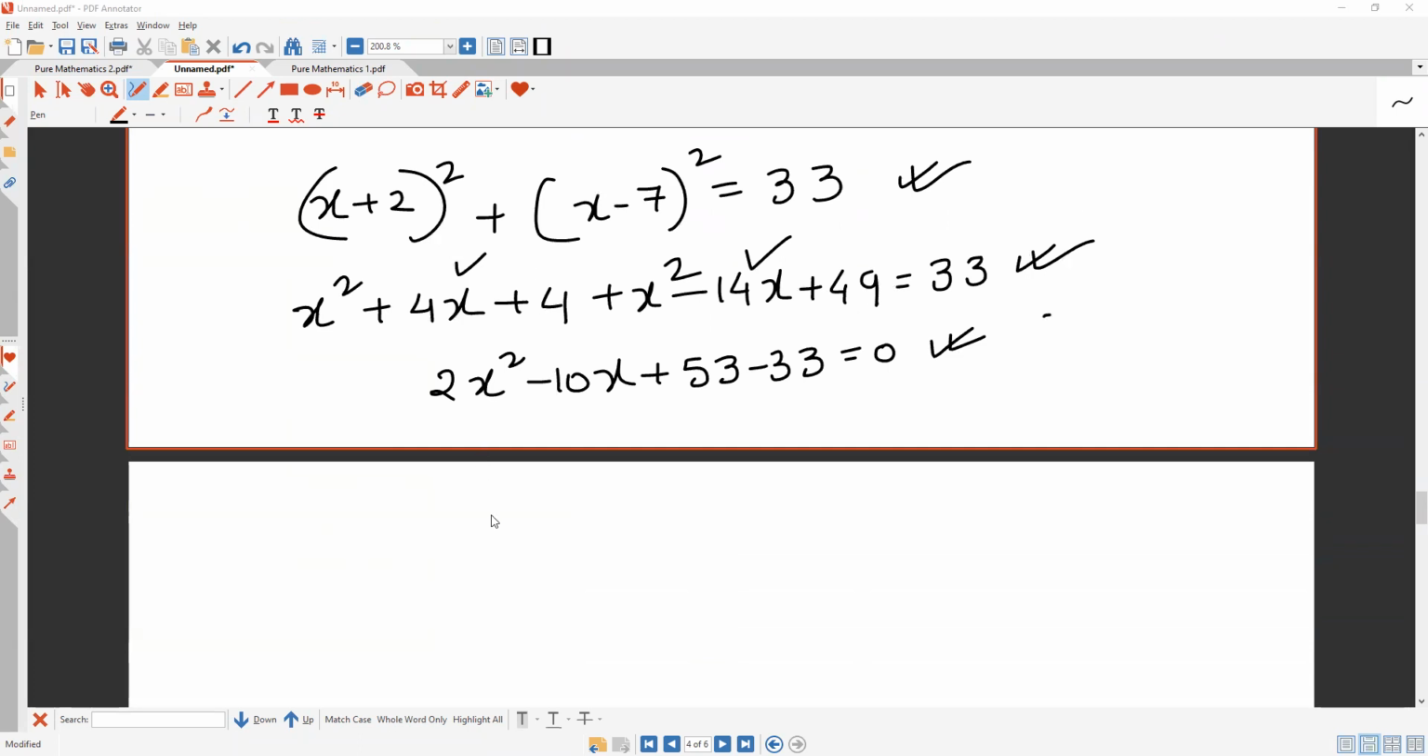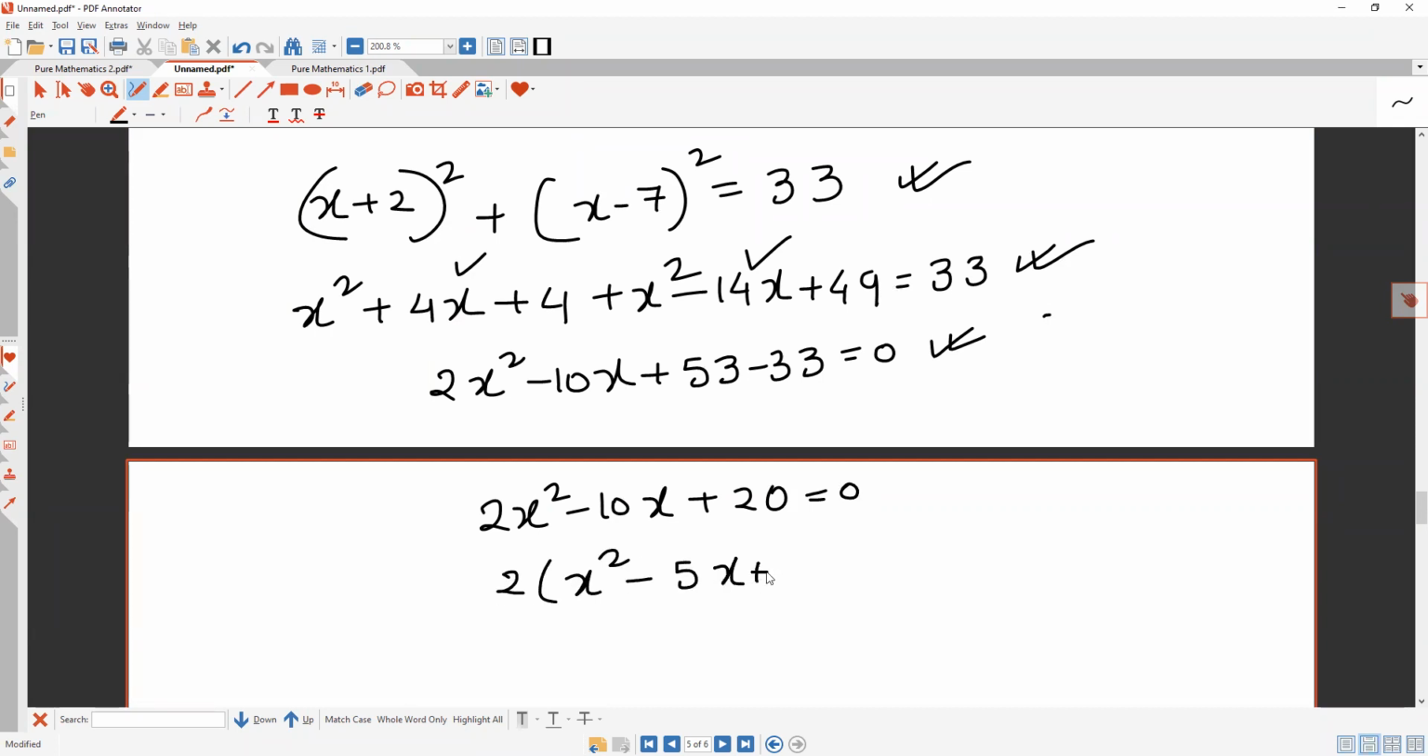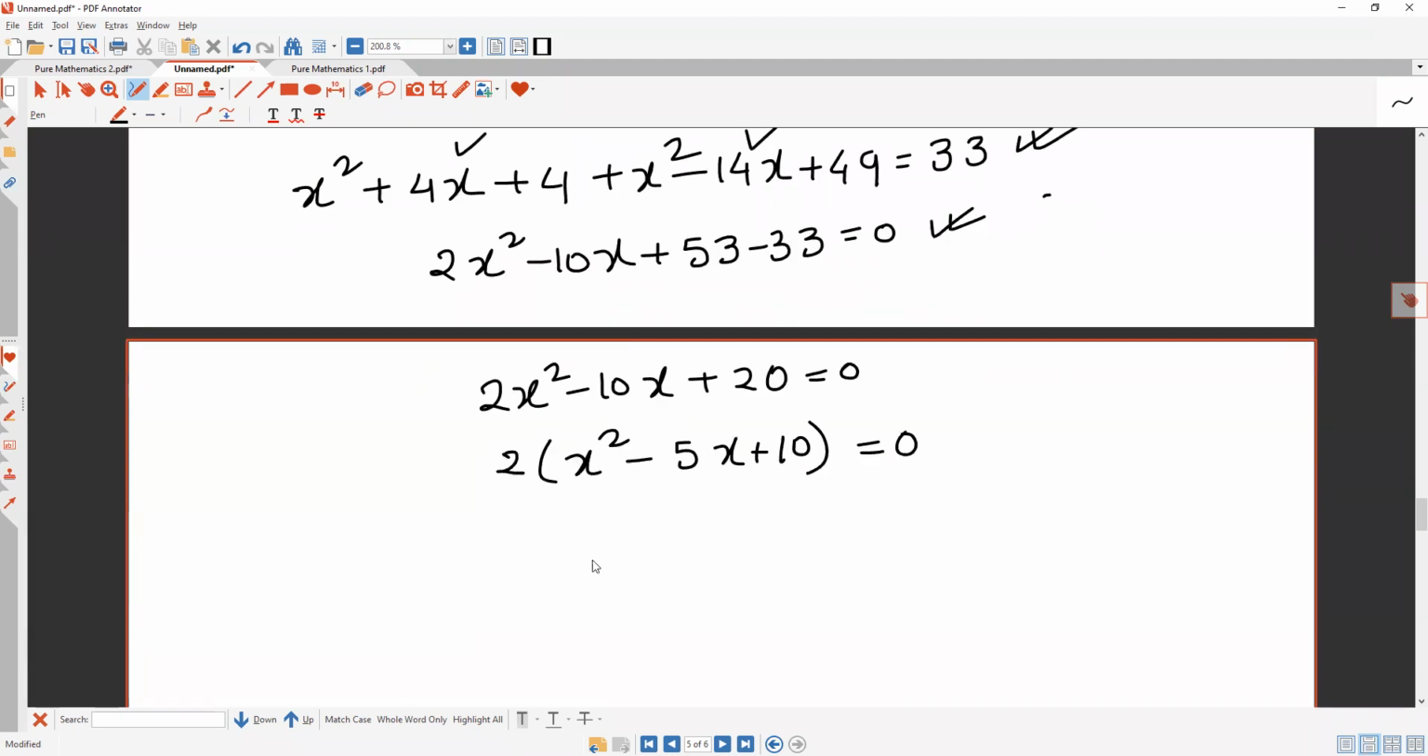So I will get 2x square minus 10x, 53 minus 33, that is how much? 53 minus 33 is 20. So that is plus 20 right there. Now, if you take 2 common, x square minus 5x plus 10. Okay, so ultimately this is your quadratic equation. Now can you guys try to solve this?